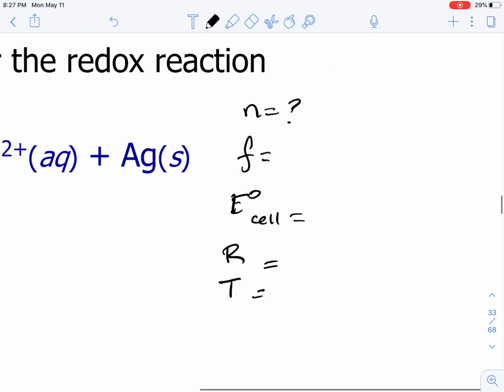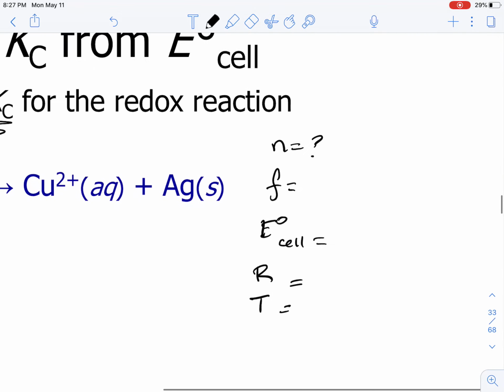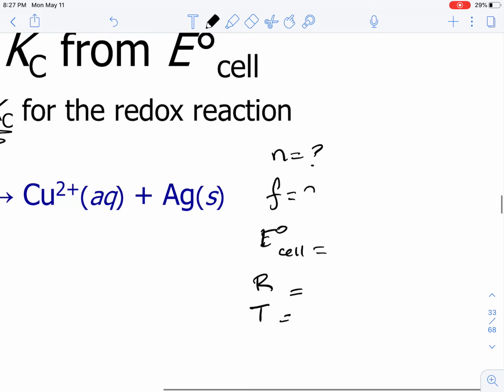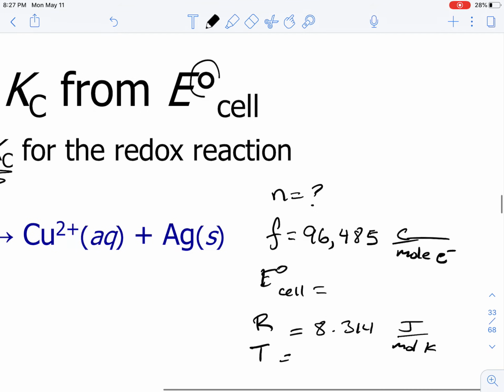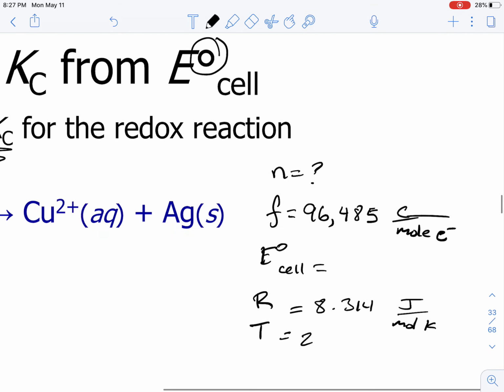So let's focus on what we can solve for. We know that F is Faraday's constant, which is 96,485 coulombs per mole of electron transferred. R is going to be 8.314 joules per mole Kelvin. T, since we're under standard conditions, is going to be 298.15 Kelvin.